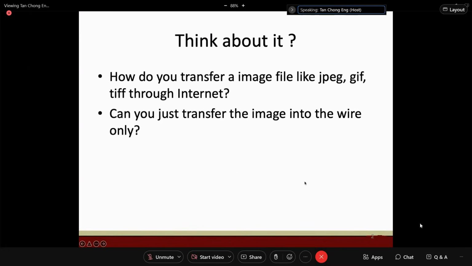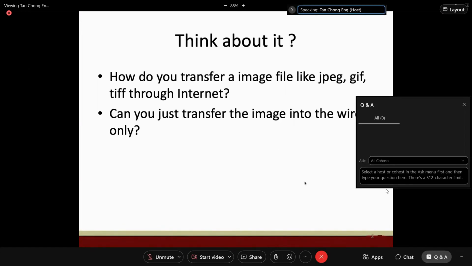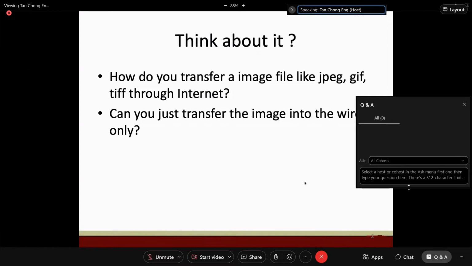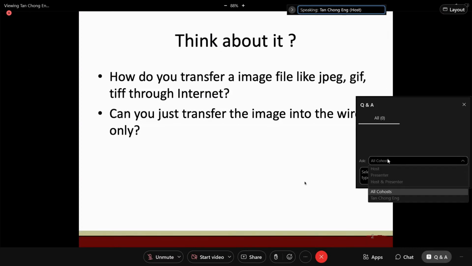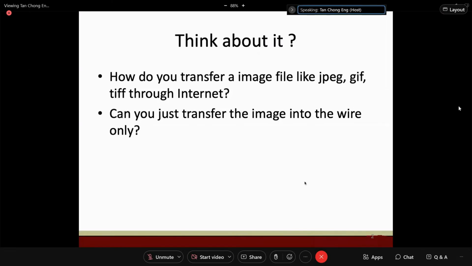In this learning unit, we're talking about data and signal. Basically, we will look at transferring of data across the networks. Normally, what are we transferring? We are transferring things like images and all sorts of files. But how do we transmit them? How are those data transmitted over the network? More specifically, how are those data transmitted over transmission media?